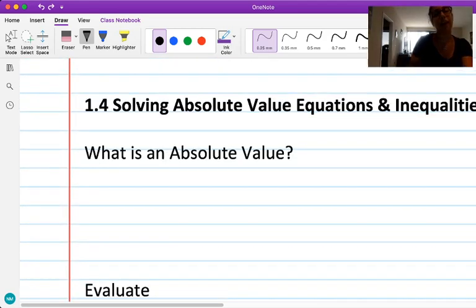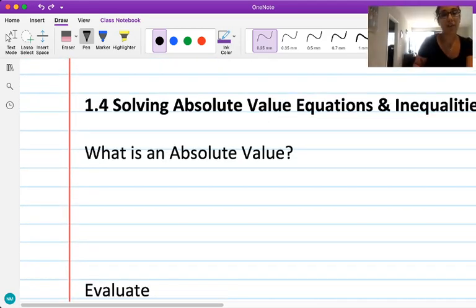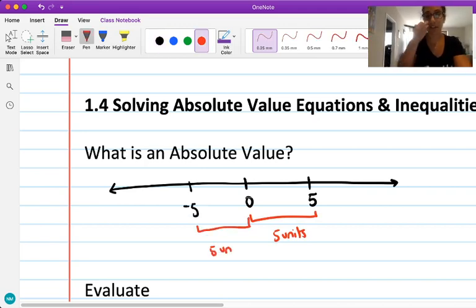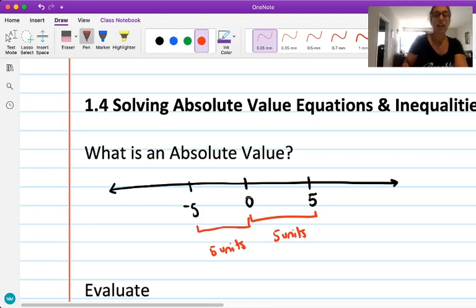So what is an absolute value? You may remember an absolute value is the distance something is away from 0. So if I have 5, 5 is 5 units away from 0. And -5 is also 5 units away from 0. Therefore, if you take the absolute value of any number, you will never get a negative number. Okay?